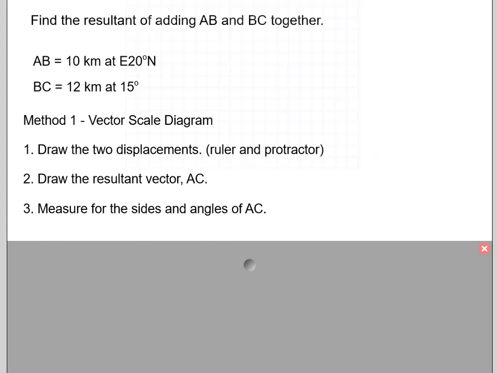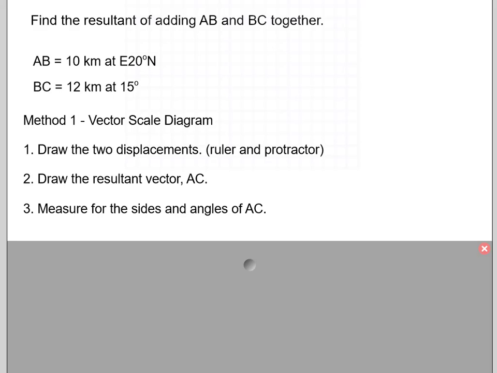Now, find the resultant of adding AB and BC together. We're going to do one with a vector scale diagram, and I have it already laid out, so I'm not going to spend the time drawing that. If you want to pause it and refresh your vector scale diagram skills right now, that would be an awesome idea. We'll call this method 1. We'll draw the two displacements using a ruler and protractor. We'll draw the resultant vector, and then we'll measure the sides and angles of AC, which is our resultant, to see what we get.